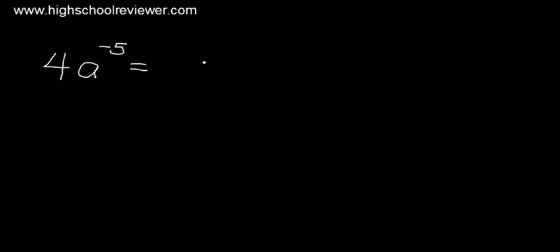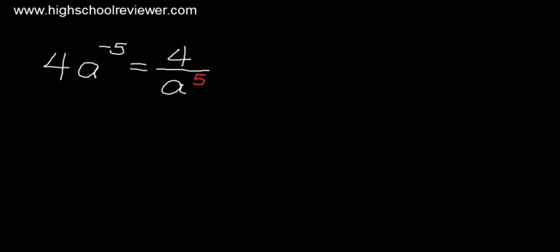So let's have the solution for this. 4 will remain on the numerator, and then our base now will be on the denominator, and instead of negative 5, the exponent now will become positive 5. 4a raised to negative 5 is equal to 4 all over a raised to positive 5.